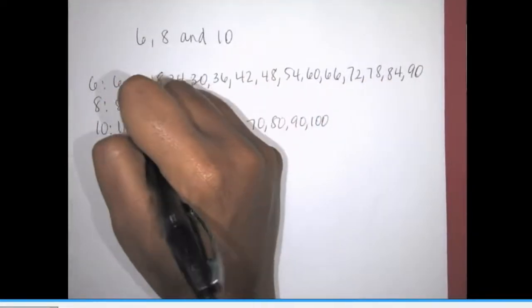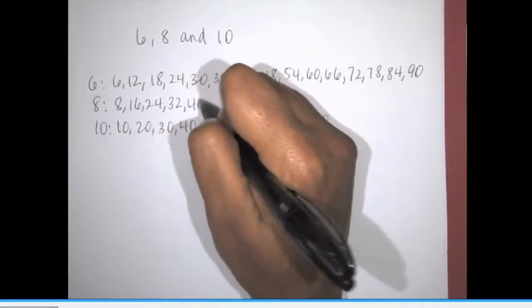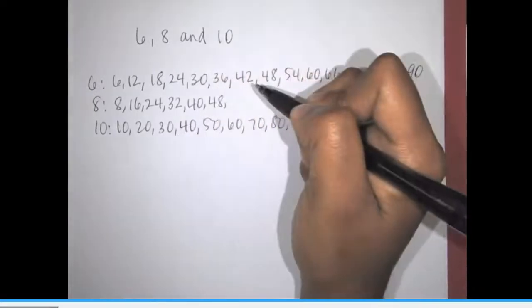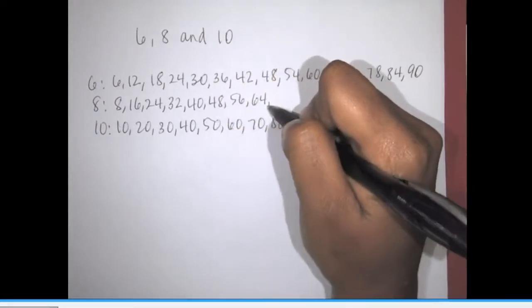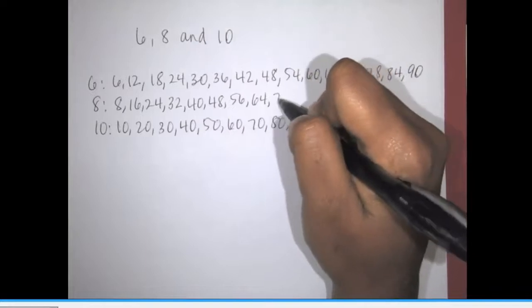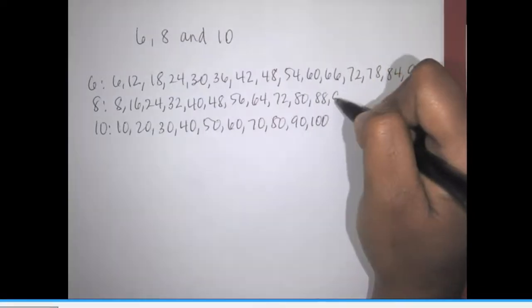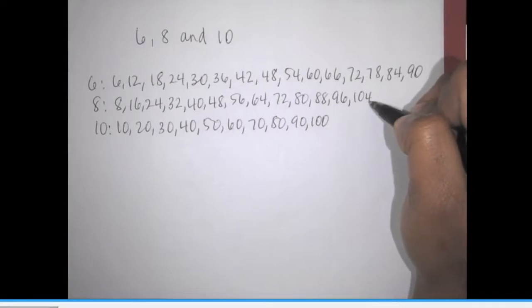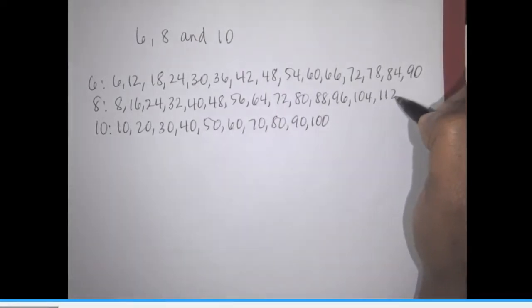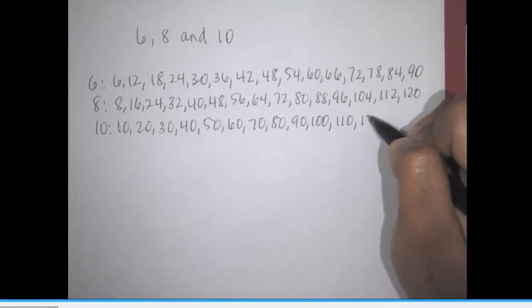The 8s, 8 times 1. So there really is no hardcore methodology, but just to keep listing your multiples until you find a match. So after 48, it's going to be 56, then 64, and then 72, 80, 88, 96, add 8 more, 104, and then 112. Add 8 more, 120. Okay, this one we notice we'll do 110, then we get 120.